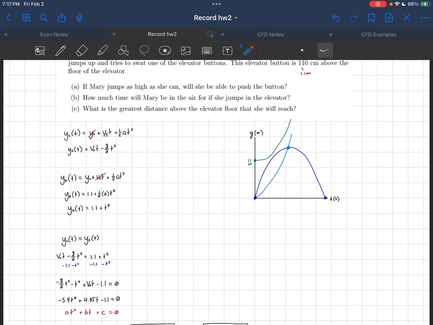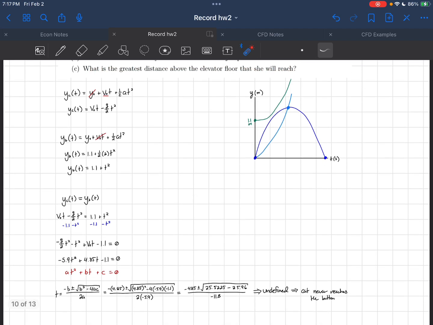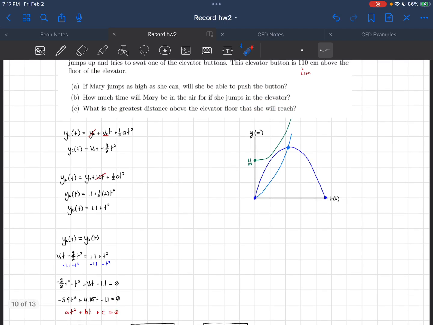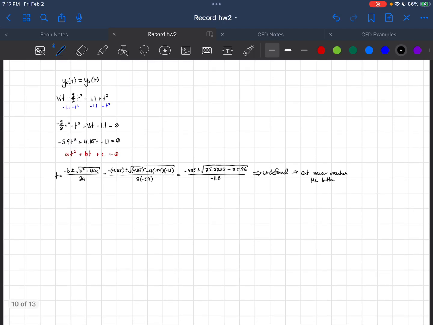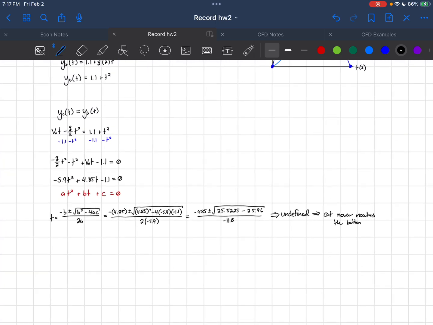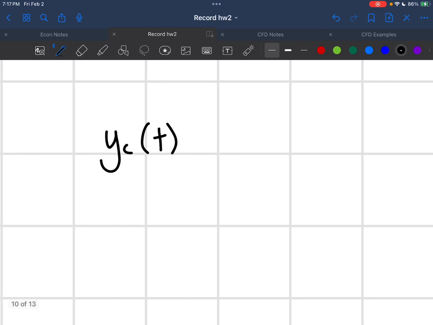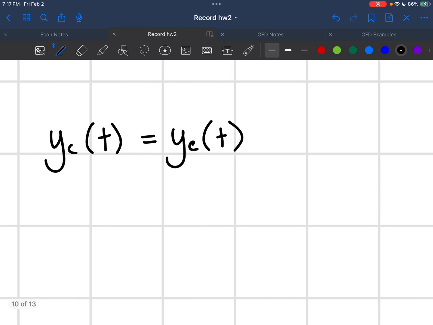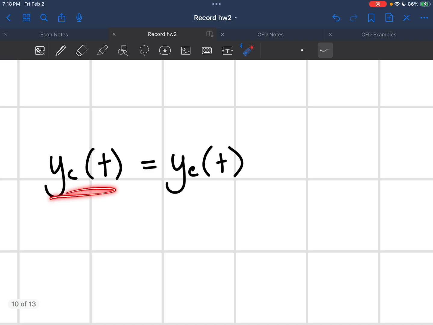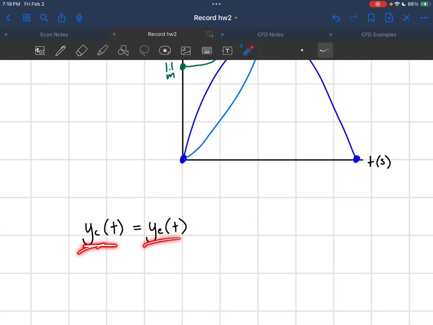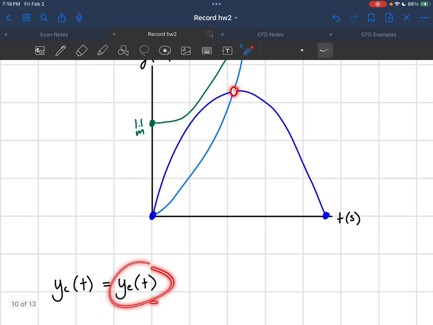So what we have to do is find how much time she's going to be in the air. So what is the value of time when she lands again? So what we need to do is think about her position, yc, as a function of time. And when does that equal the position, I'm going to call it ye, for the position of the elevator floor? So I'm trying to find where they're the same, because that tells me that she is on the floor at that point, either when we start, when she is jumping from the floor, or when they intersect again, when she's landing back on the floor.